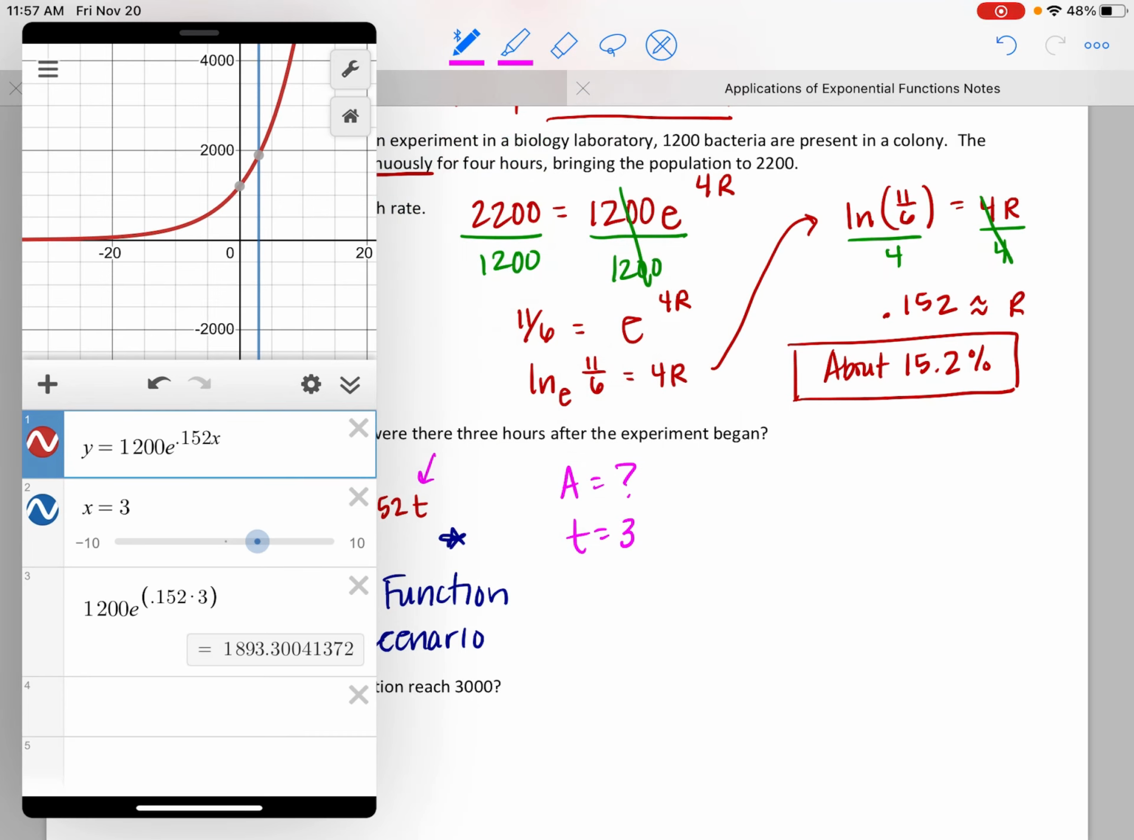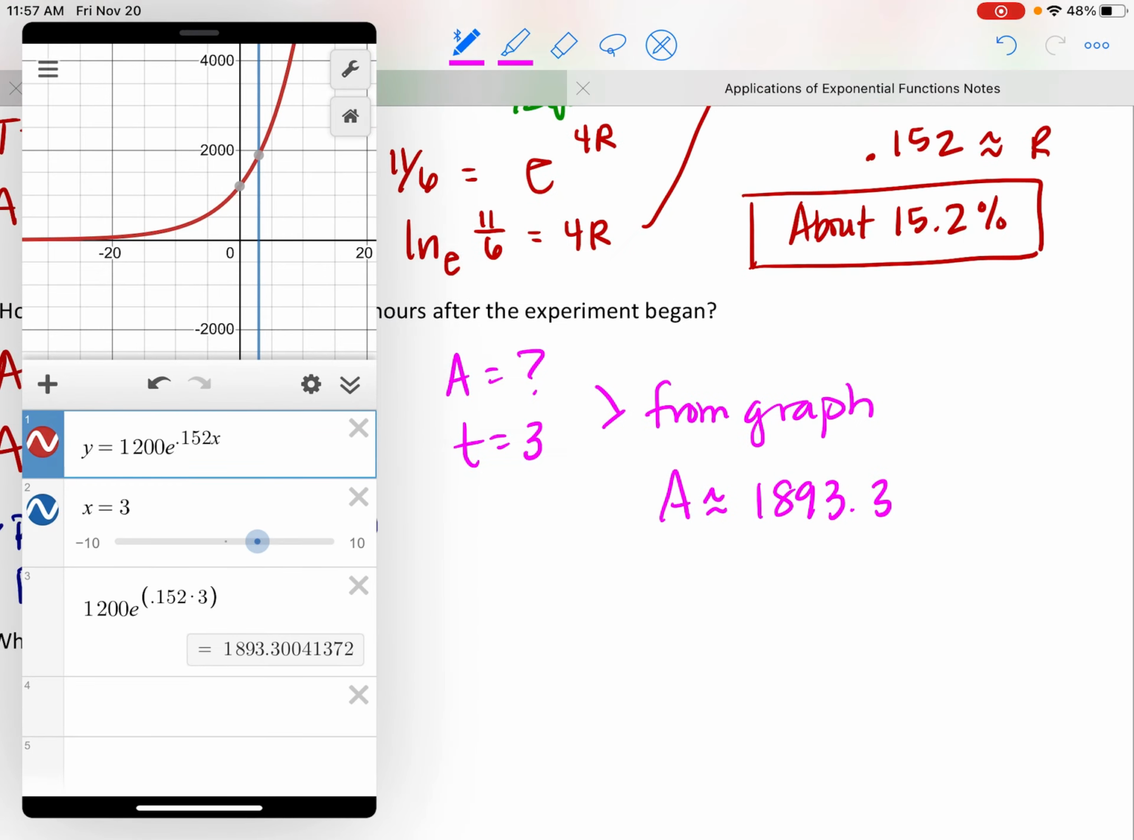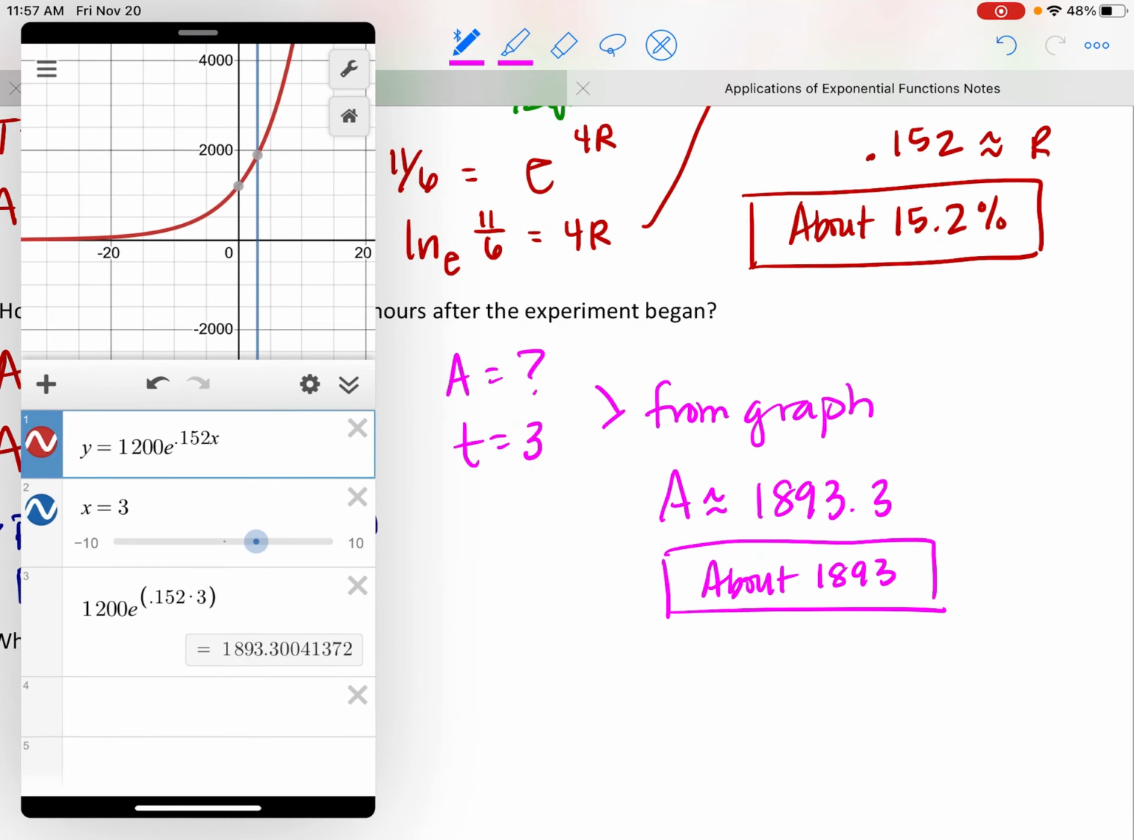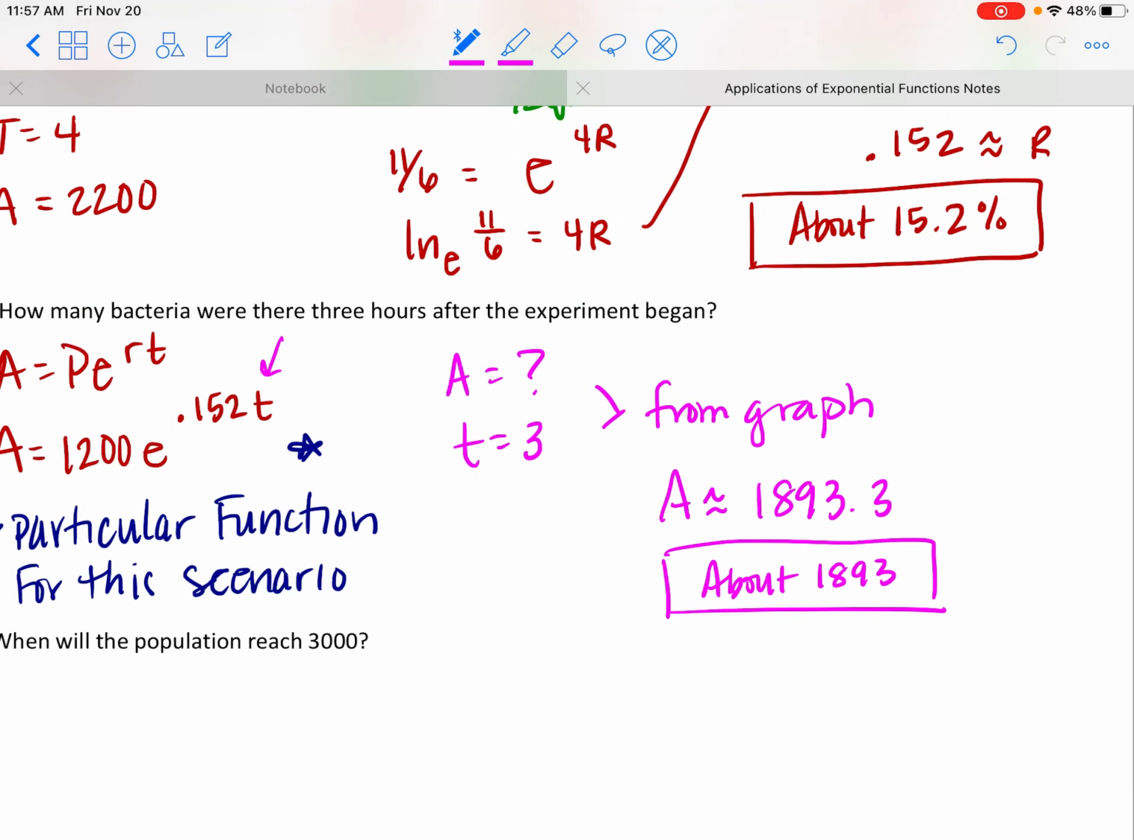All right, so from the graph, or from plugging it into the function, we can see that a is approximately 1,893.3, but this is bacteria. I don't think we can have a partial bacteria, so let's just say about 1,893. Okay, and now we can finish this off if I can get rid of my calculator. All right, so here we go.